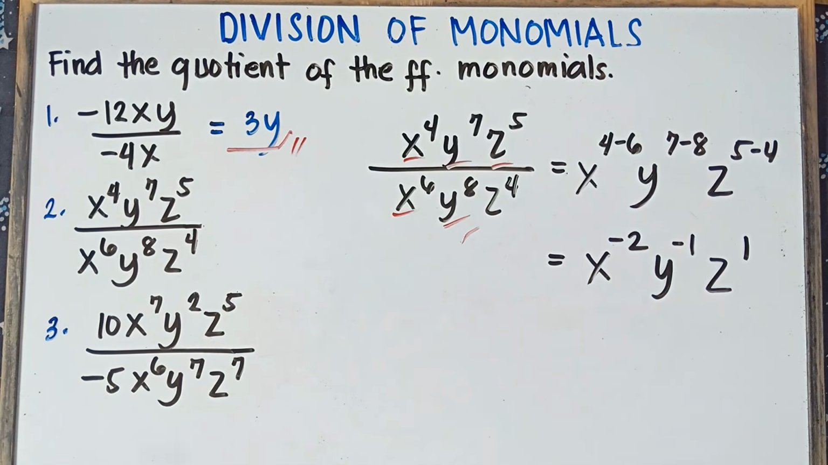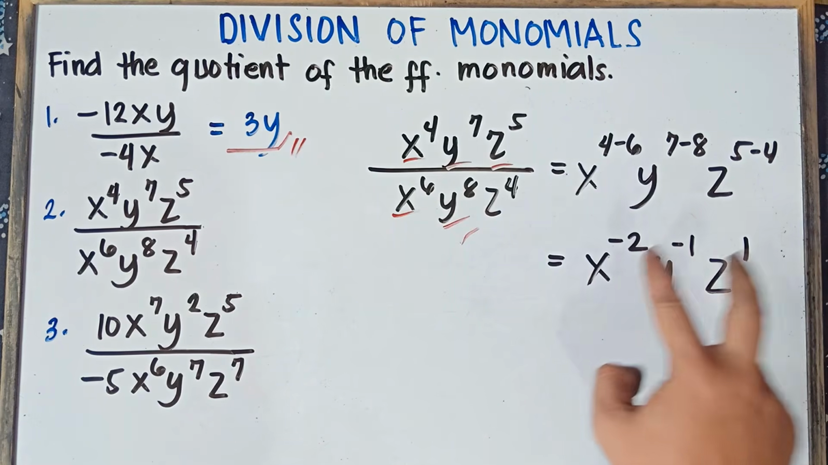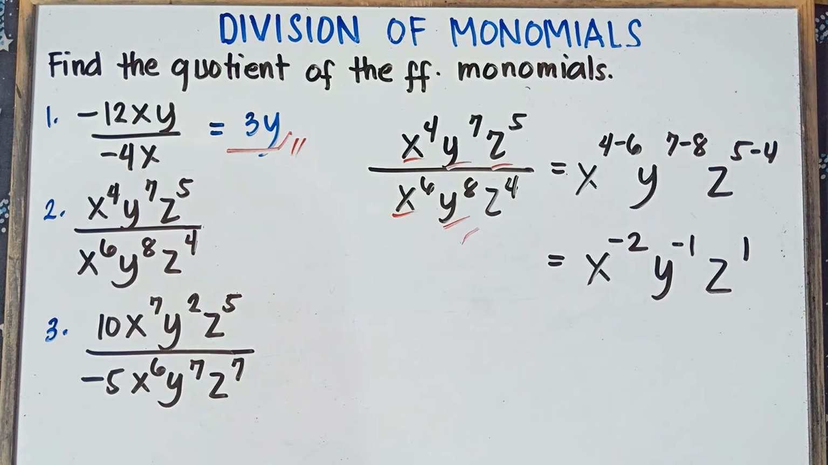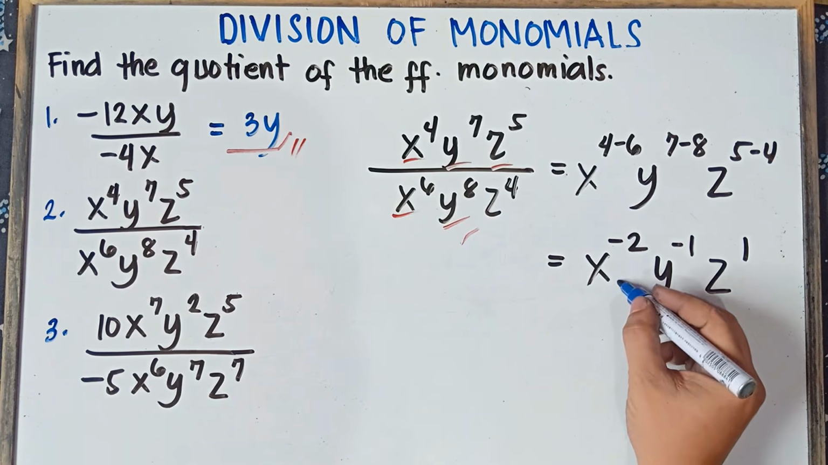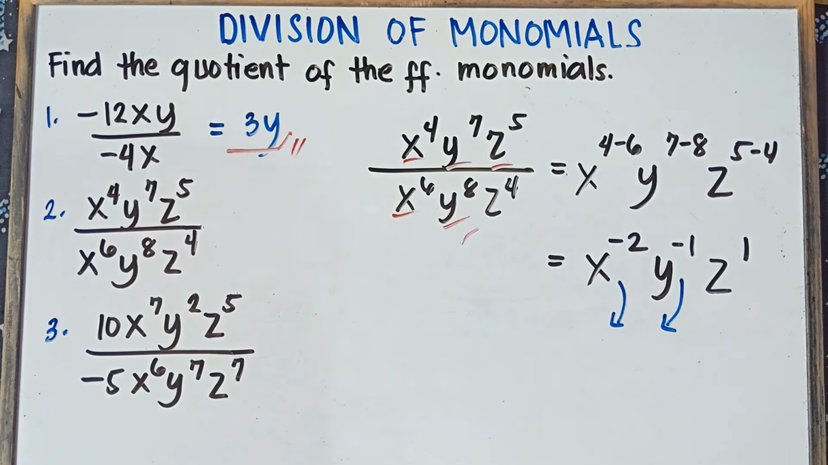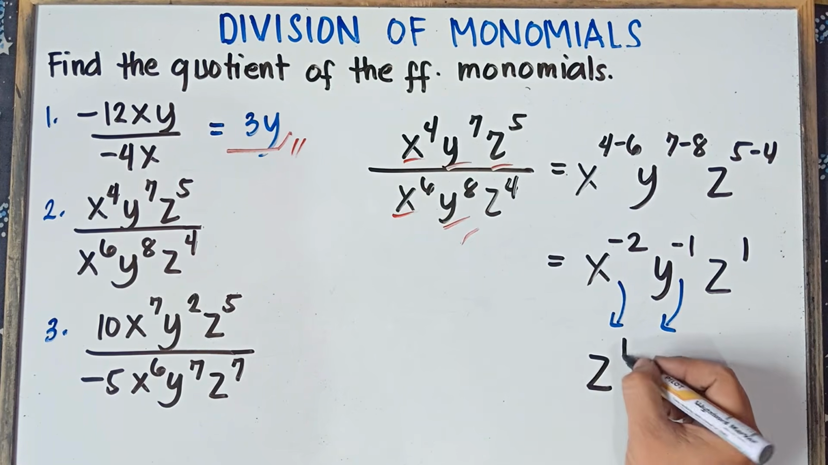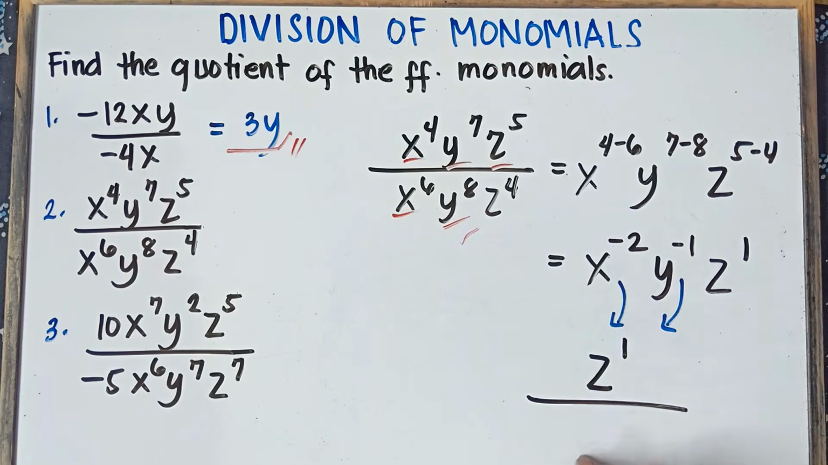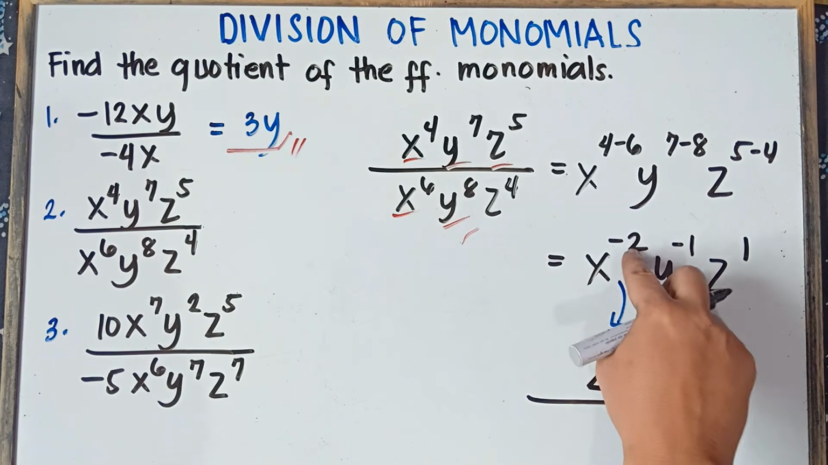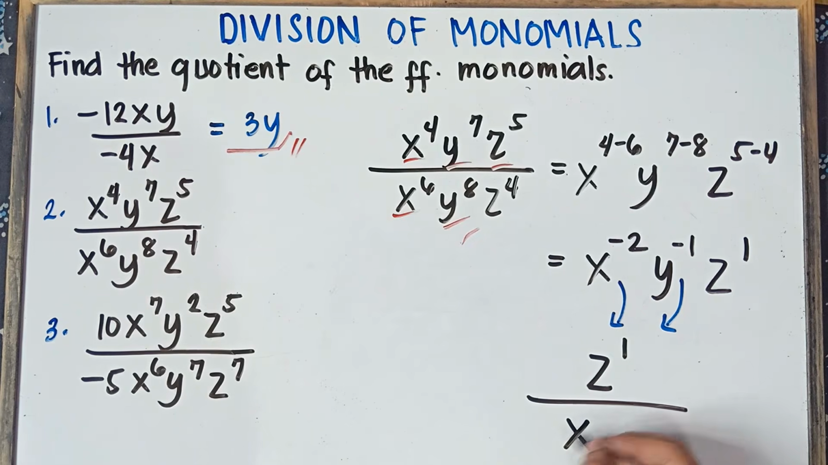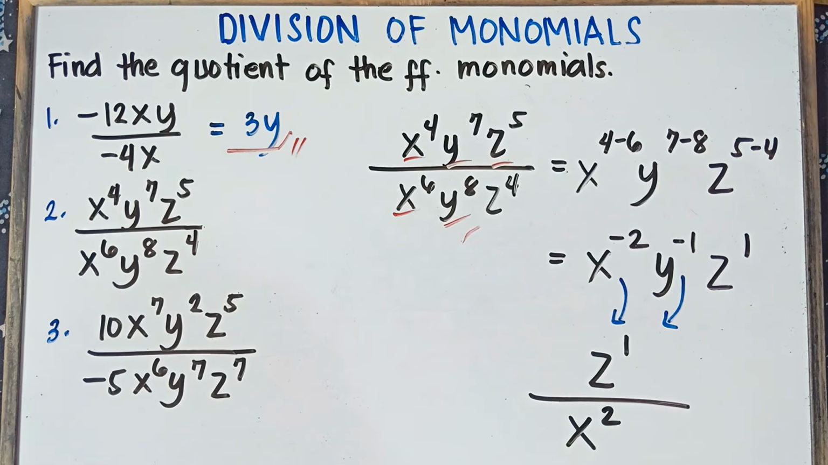So once again, class, if the negative exponent is on the numerator, just simply put this one on the denominator and the exponent will be positive. So therefore, our final answer, this is positive exponent. So copy z raised to the power of 1. And then put this one on the denominator, x raised to the power of negative 2. So this will become x raised to the power of 2. It will become positive. And then for y, put this one on the denominator. This will be y raised to the power of 1. And it will become positive.